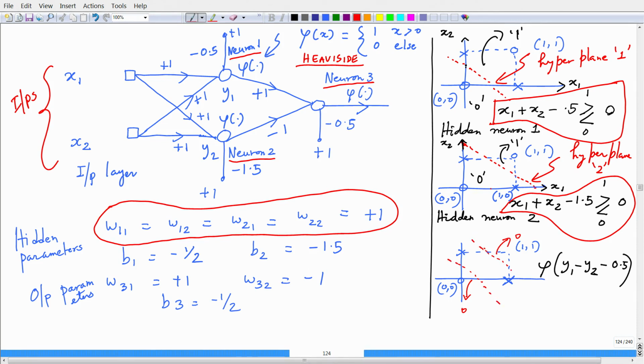So, I combine these two hyperplanes, that is, from the output of neuron 1 and neuron 2. So, what I get is this activation function, which acts on the local receptive field, which is y1 scaled by plus 1 and y2 scaled by minus 1. So, I sum that up, I have a bias of minus 0.5, and then I do the activation on this local receptive field, which is y1 minus y2 minus 0.5.